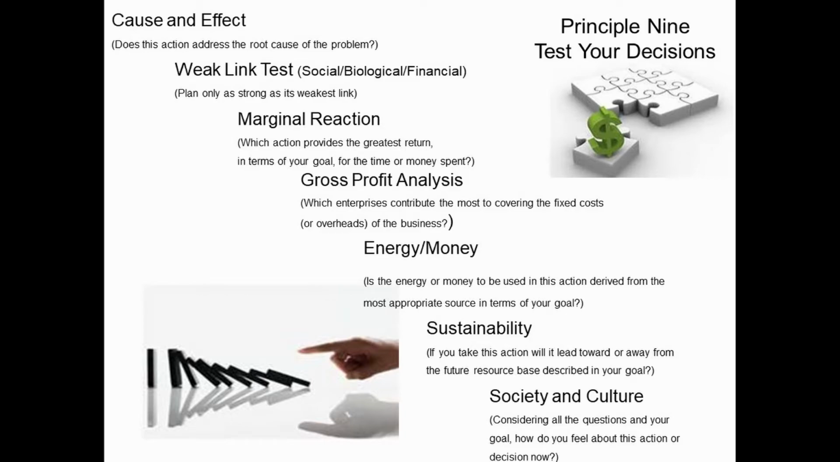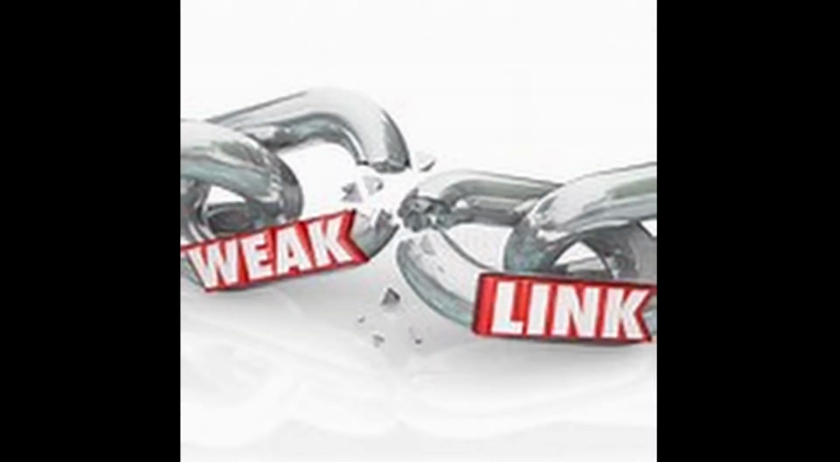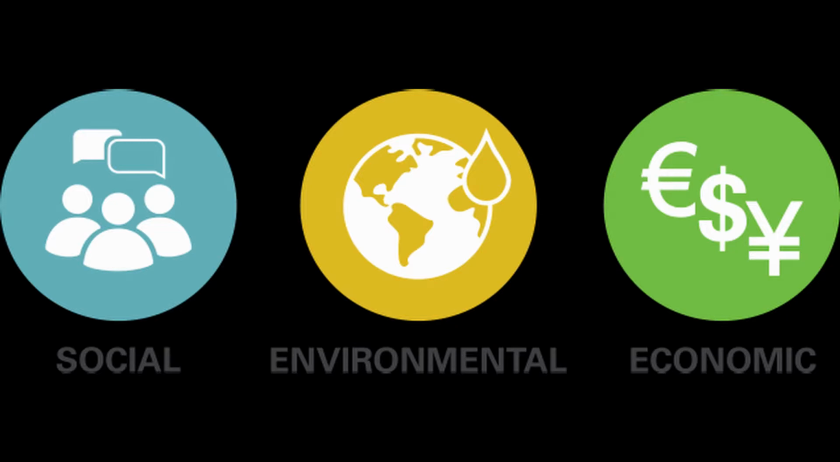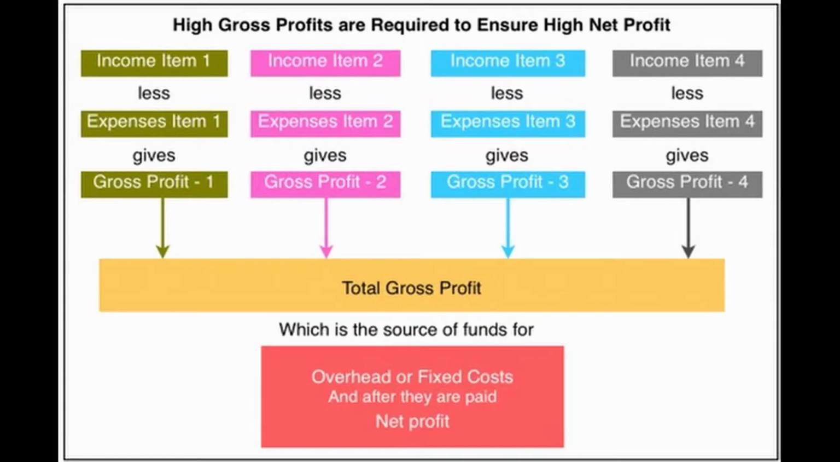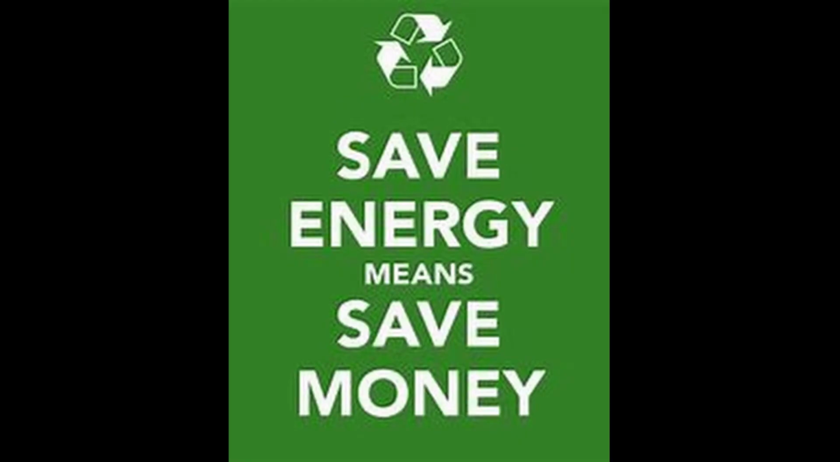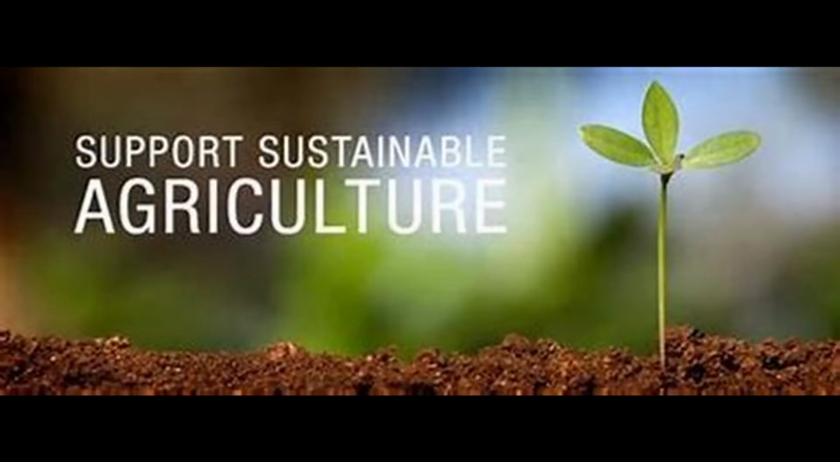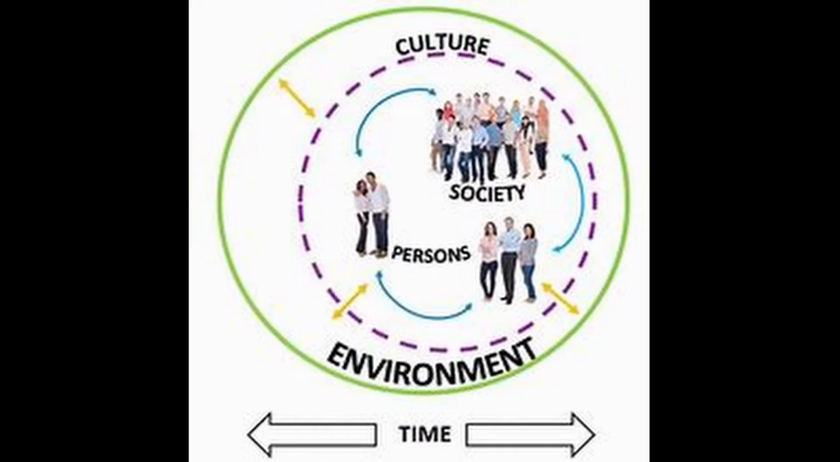Principle 9, test your decisions. To test your decisions, we will use the 7 testing questions. Details of how to do these tests will be covered in a following class. Cause and effect. Weak link test. Social, biological, and financial. Marginal reaction. Gross profit analysis. Energy and money. Sustainability. And lastly, society and culture.